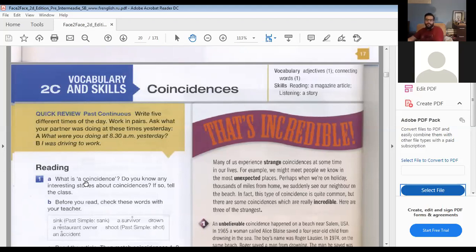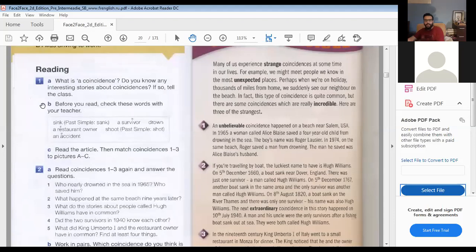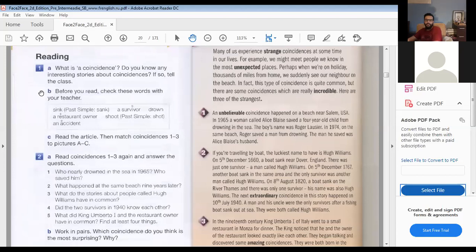Do you know any interesting stories, Malak, about strange coincidences? Maybe something that happened to you or something you've heard about. Do you know any stories? Not in my mind at this moment. Maybe I heard about stories like this, but I don't remember now.